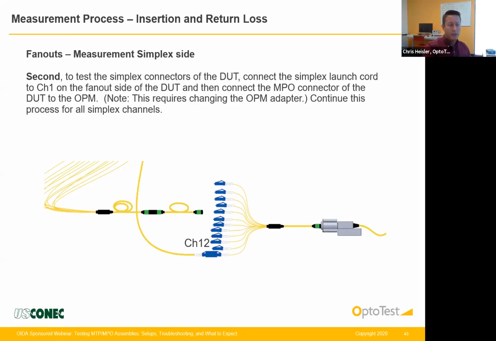So what we get at the end of this is we'll get insertion loss and return loss for all simplex connectors, and we'll get insertion loss and return loss for all MPO ports, right? So we'll get 24 measurements total.